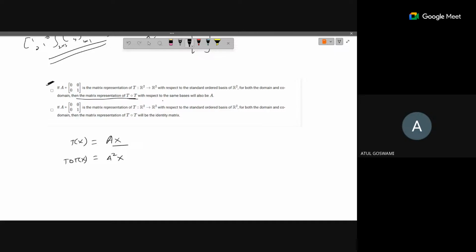Okay, so this is the matrix A square. A square is the matrix for this. Then it is just saying that with respect to the same basis, the matrix representation will also be A. So let's check the A square. What is A square? If A square is A, then we are fine.